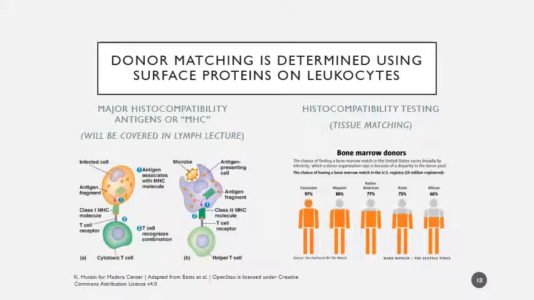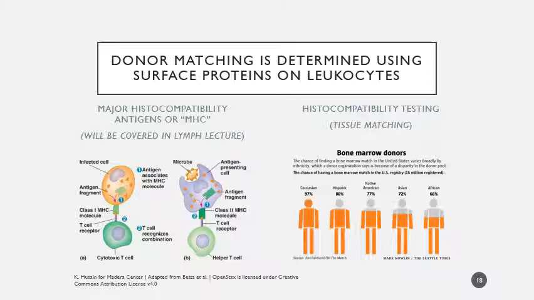So for that donor matching, you're basically looking at what proteins are found on the outside of our white blood cells, of our leukocytes. And one of those that we test is major histocompatibility antigens, or the MHC complex. We talk about this briefly in the lymph lecture in terms of cell-mediated adaptive immunity, but basically this is a protein on the outside of different types of cells, and it helps present antigens to different T cells.